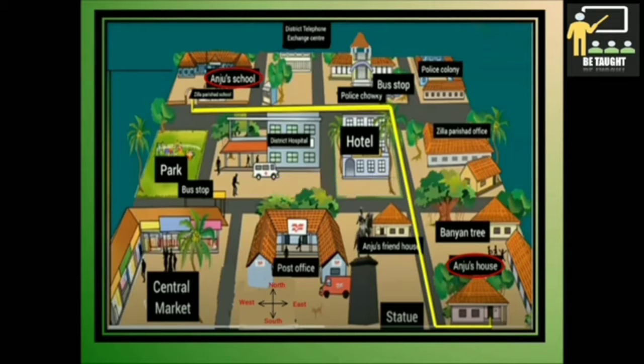Mention the directions in which she must turn on the way to school. On the way to school, Anju must turn in the west direction.